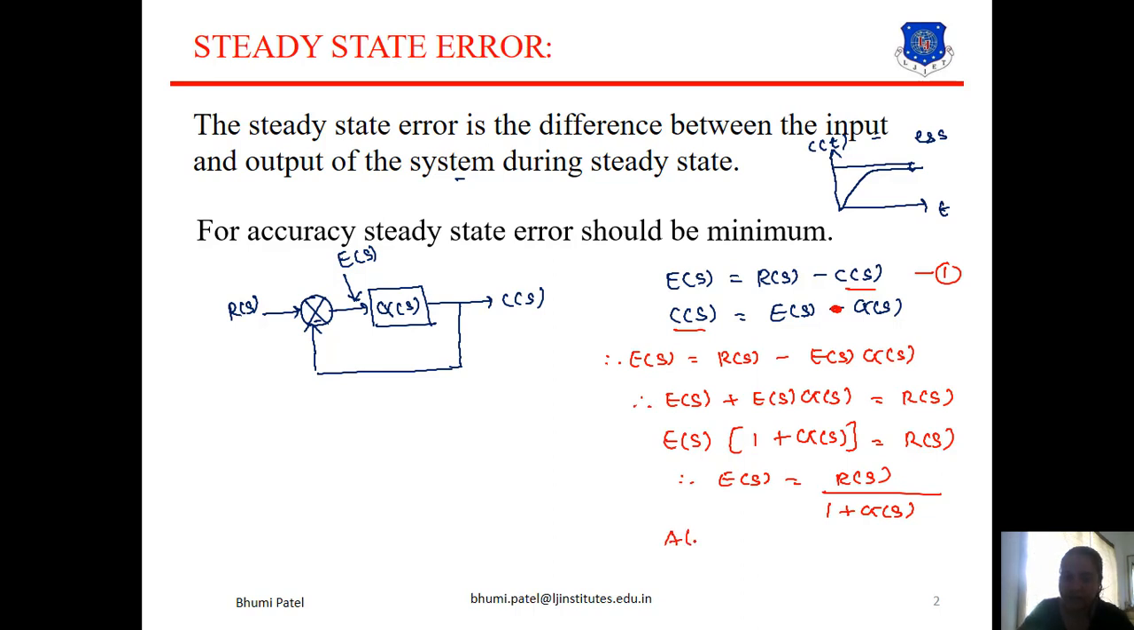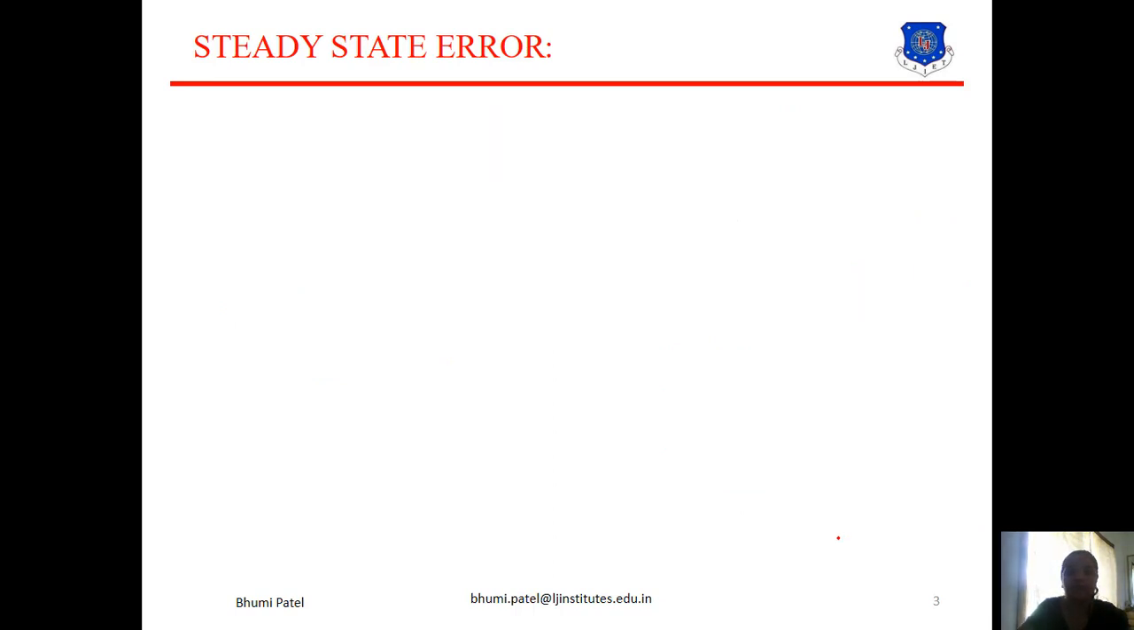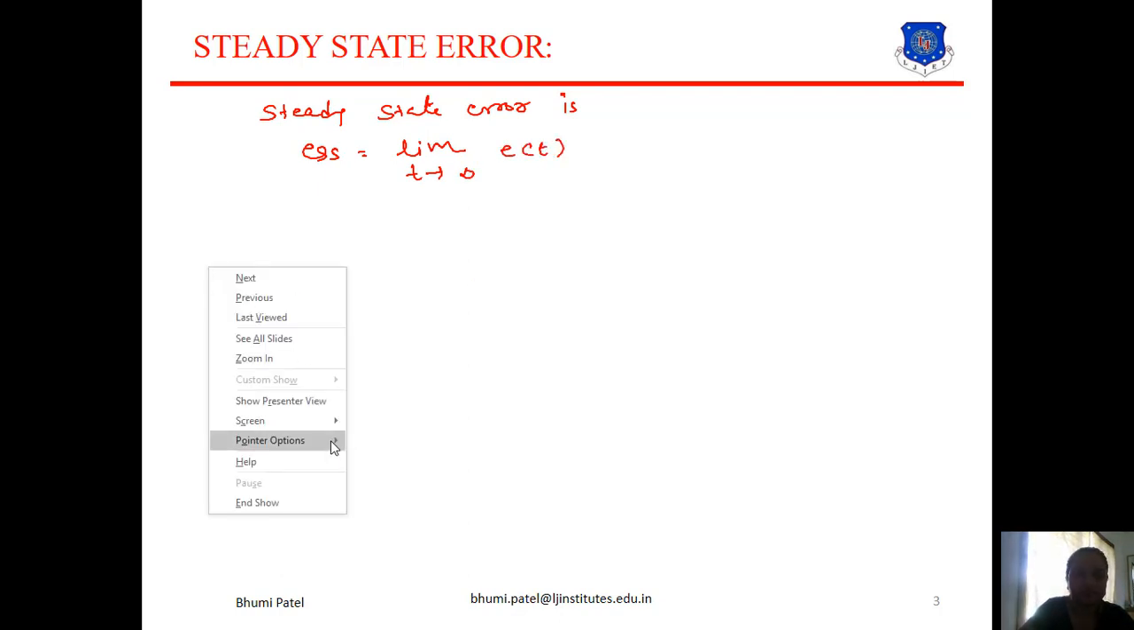Now the steady state error, at which time is it generated? Time t tends to infinity. So we can write the equation of the steady state error as ESS is equal to limit t tends to infinity of E of t. This is the equation of steady state error.